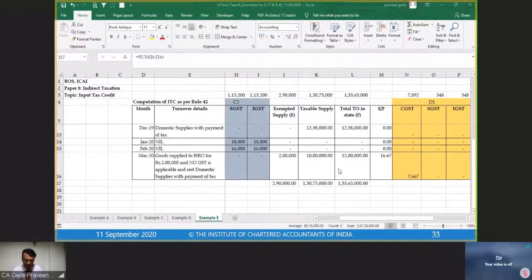Now, I'll put in English to make you clear. Monthly aggregate. I'll show you the formula here. I've put a subtotal formula. My monthly aggregate, I'm just linking this.